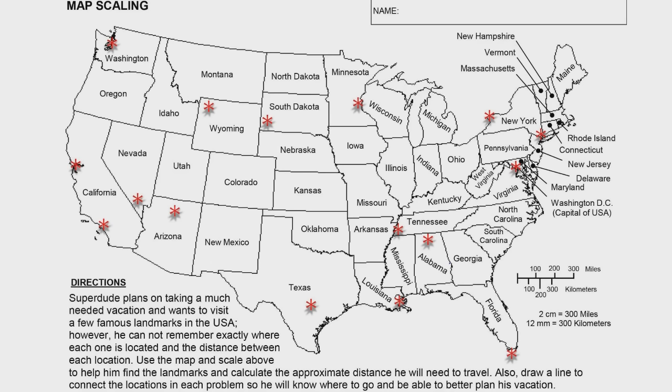So we create a map to show us things, and we use a scale to represent the actual miles or kilometers of the United States. Before we start, I just want to make sure you know we're using kilometers in this worksheet, not miles. If you need miles, use the other worksheet. So again, we're using kilometers in this worksheet. Let's take a look at the directions.